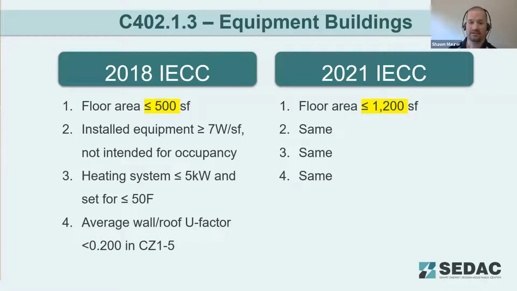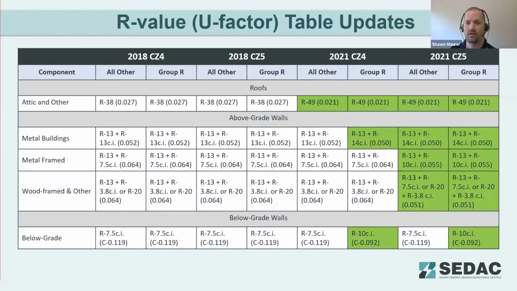For equipment buildings, minor change here in the applicable floor area. It's been expanded from less than or equal to 500 square feet up to 1,200 square feet. Otherwise, for equipment buildings, these are things like a radio tower building or something like that, where there's no primary occupancy usage in that building. It's just storing equipment. So most of the requirements are the same, but they have allowed those to expand in size and still qualify.